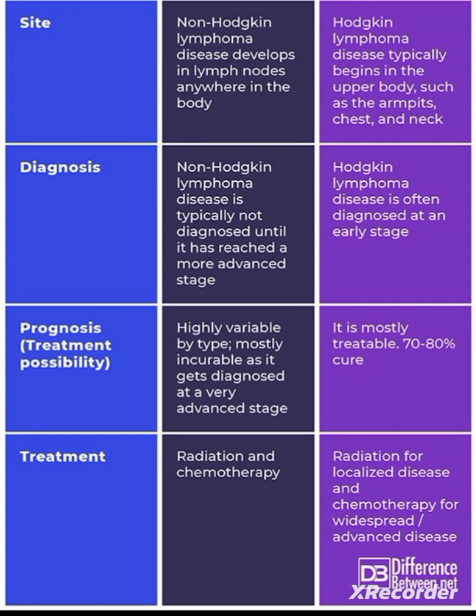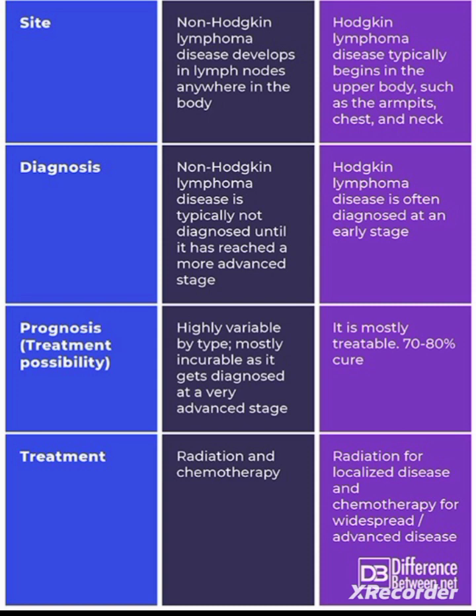Then prognosis. It is highly variable in the case of non-Hodgkin's, and the cure rate is very low. In the case of Hodgkin's, most of the cases will be curable, 70 to 80% of the cases. The treatment for non-Hodgkin's lymphoma is usually radiation and chemotherapy. In the case of Hodgkin's lymphoma, it is mostly radiation for localized treatment. In widespread or advanced disease, we use chemotherapy.